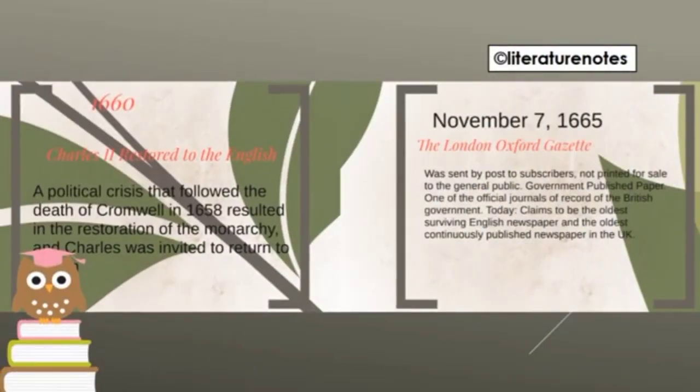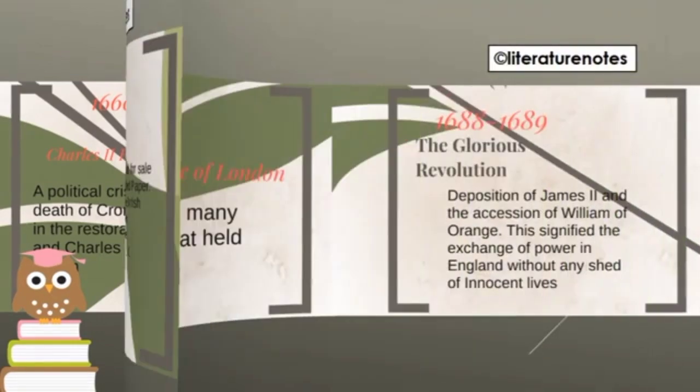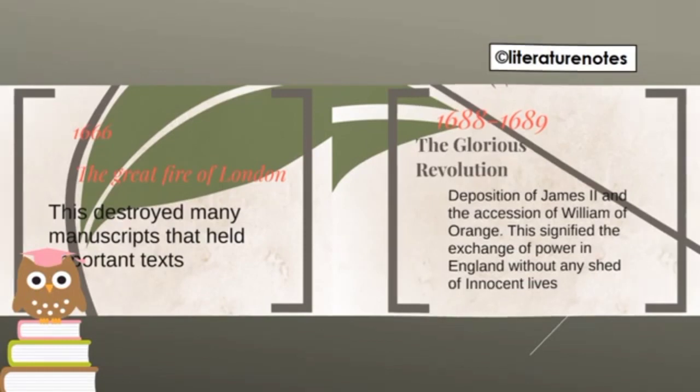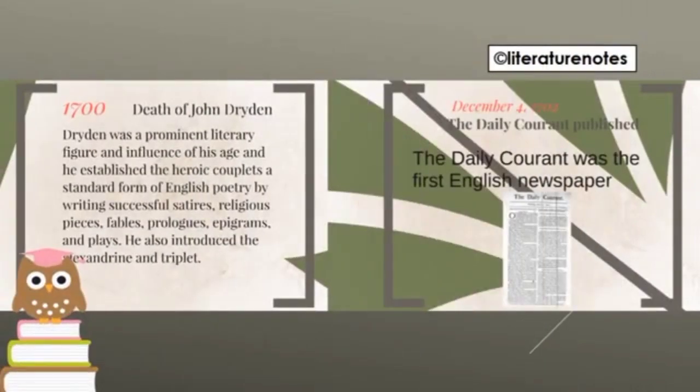So in 1660 you can see it has been developed with political crisis and the death of Cromwell and the restoration of the monarchy with Charles invited to return. So this is how it has been shaped by many manuscripts held from important texts. And the Glorious Revolution, you can see the deposition of James II and the accession of William of Orange, and how it has been divided from 1700 and the death of John Dryden.